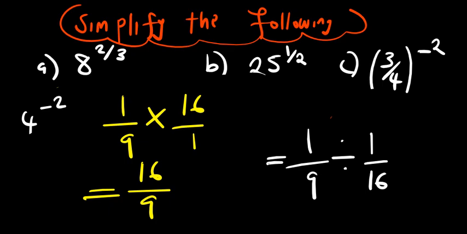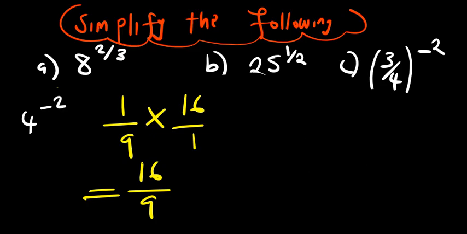Then you can leave it here, or if they tell you to simplify it further, you can divide 9 into 16. 9 into 16 gives us a 1, remainder 7, so 1 and 7 over 9, if they want you to express it as a mixed fraction. So basically that is how you are going to solve this one.